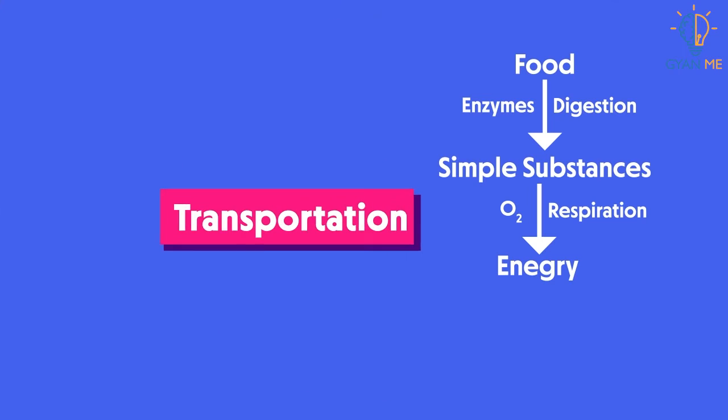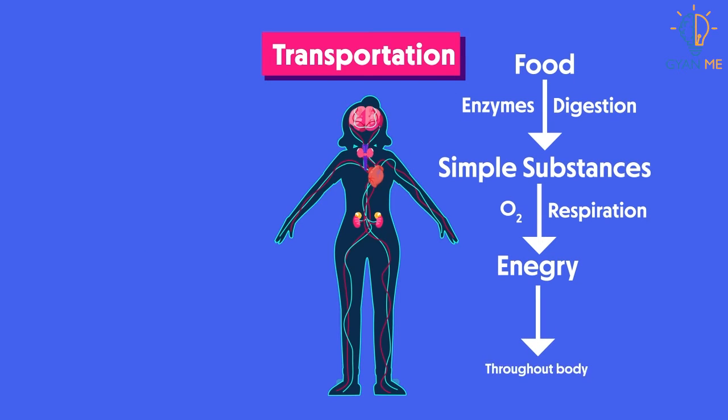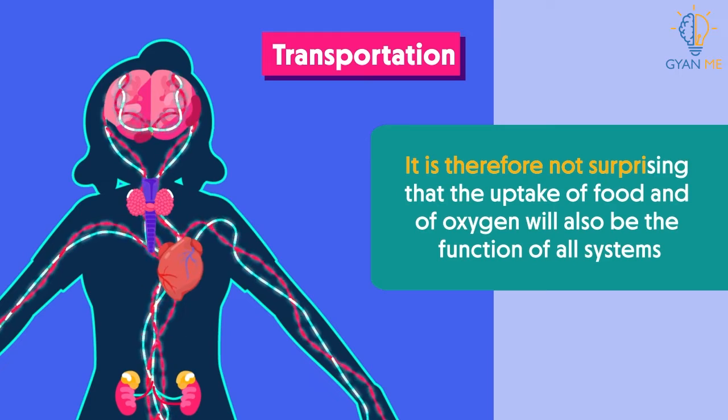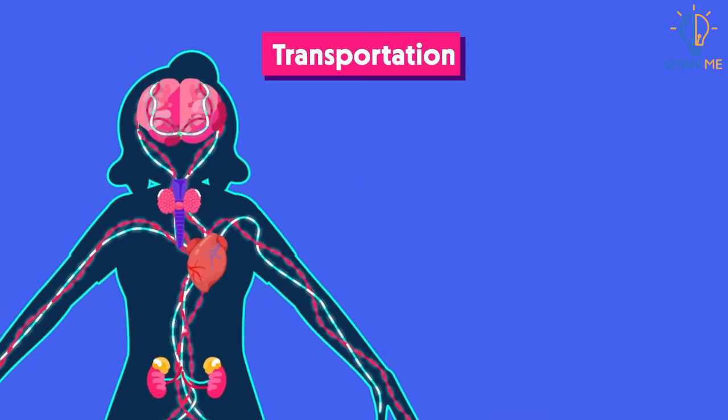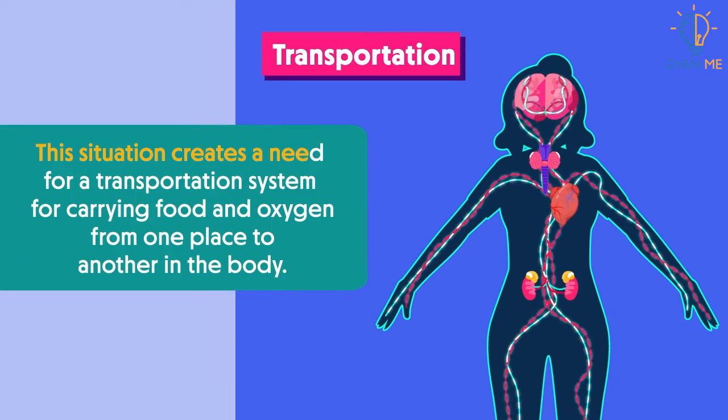Now, let's learn about the transportation process. We are familiar with the idea that multicellular organisms have specialized organs for performing various life processes. It is therefore not surprising that the uptake of food and of oxygen will also be the function of specialized systems. Since food and oxygen are not taken up at one place in the body of organisms, but all parts of the body need them, this situation creates a need for a transportation system for carrying food and oxygen from one place to another in the body.